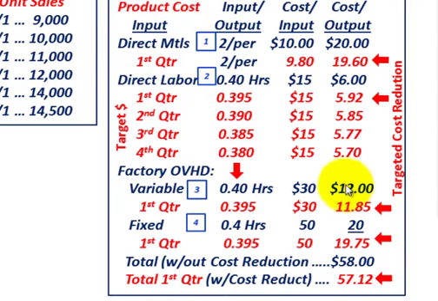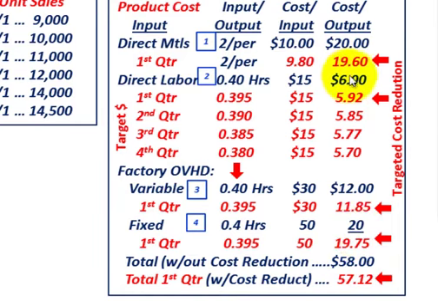So same for our variable. We had our variable amount at the beginning of the period at $12, so we got down to $11.85. These are going to be our targeted amounts that we use to determine our targets for our variable and our fixed overhead. So just looking at our total without our cost reduction, at the beginning of the year, we're sitting at $58.